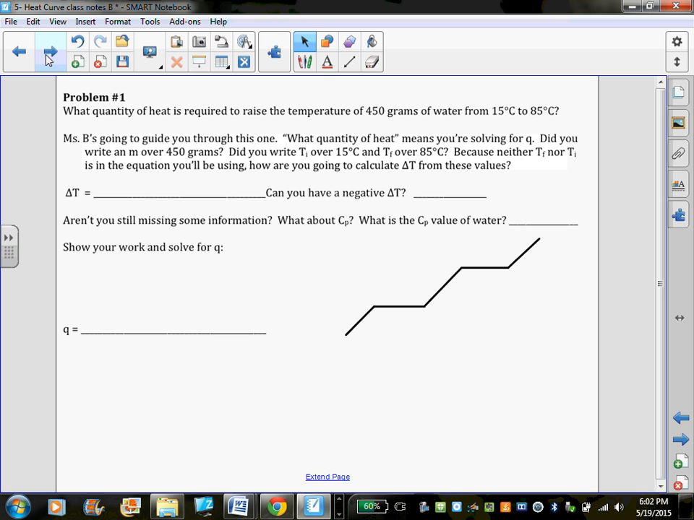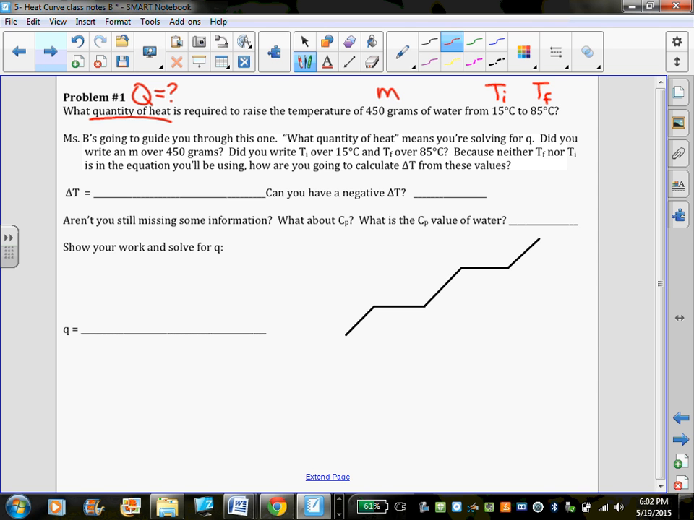So let's look at maybe what a problem would look like. What quantity of heat is required to raise the temperature of 450 grams of water from 15 degrees Celsius to 85 degrees Celsius? So let's try to identify what this problem is telling us right away. So we want to know what quantity of heat. So we want to know what Q is going to be. Q is equal to question mark. We're going to raise the temperature of 450 grams of water, so we know the mass is 450 grams. And we are going from 15 degrees Celsius, so that's our initial temperature, to 85 degrees Celsius. That's going to be our final temperature.